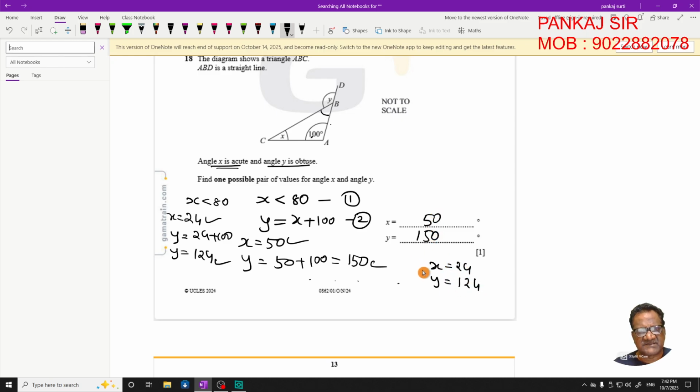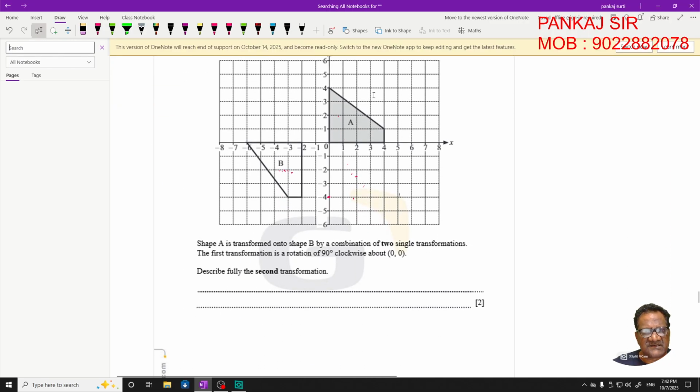So what I mean to say is that there will not be a unique answer to this. Any pair of x and y will work, but the conditions have to be satisfied. So x equal to 50 and y equal to 150 is a correct answer. X equal to 24 and y equal to 124 can also be a correct answer, and there can be many more correct answers. Okay, let us go to the next question.